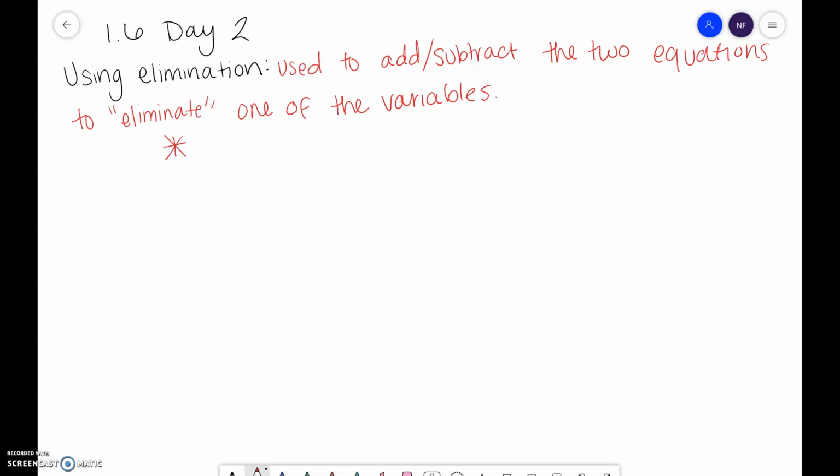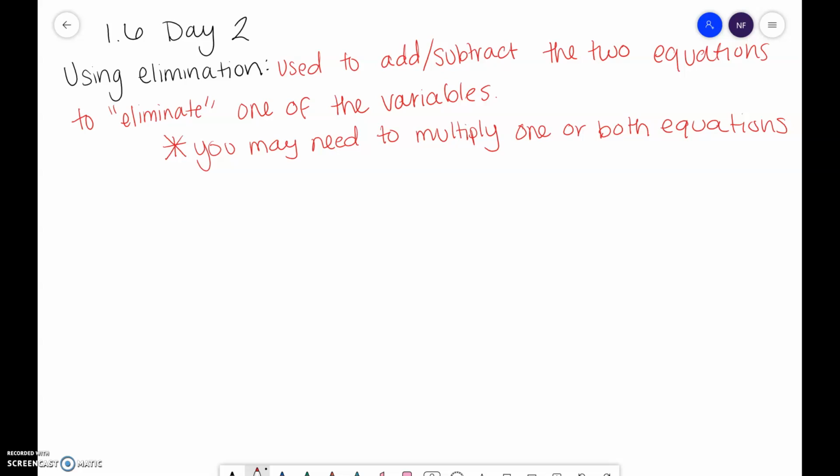However, sometimes you may need to multiply one or both equations to do the elimination. And we'll do an example of one without multiplication and one with. So first we'll do without multiplication.